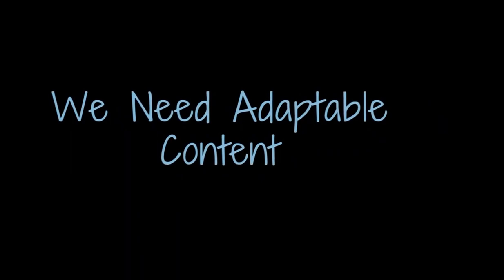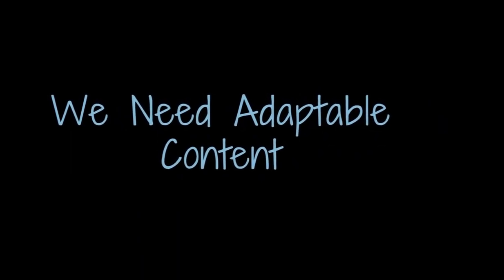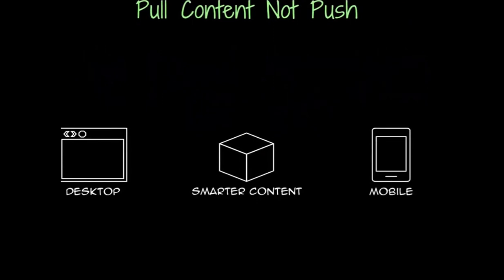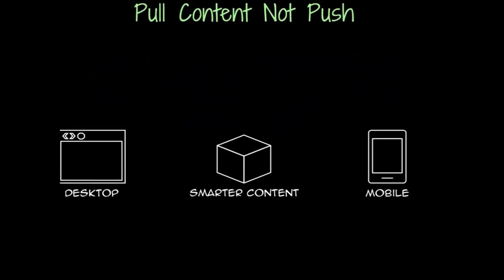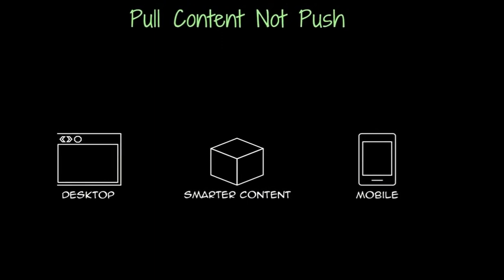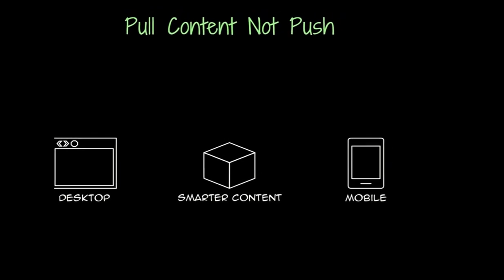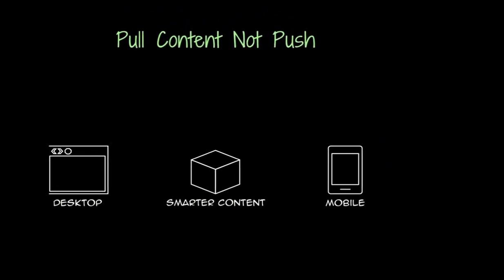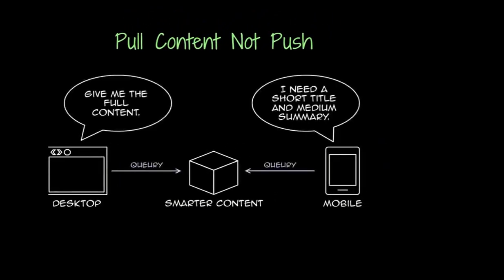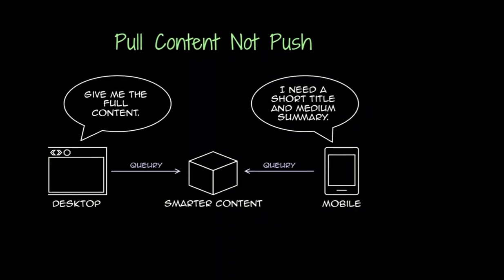Maybe we need smarter content, adaptable content. We need content that can be pulled, not content that's tyrannical and pushes. So instead, we have content that's smarter, and we have different ways that that content can be viewed. Those front ends know more about how they want things displayed than the content does.